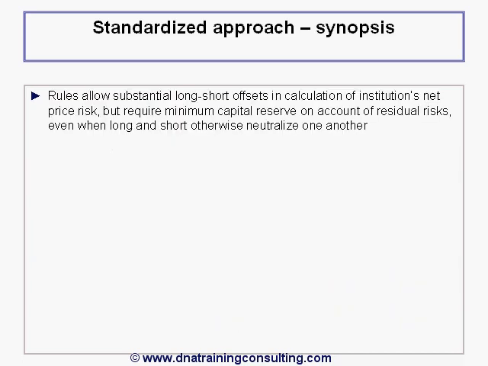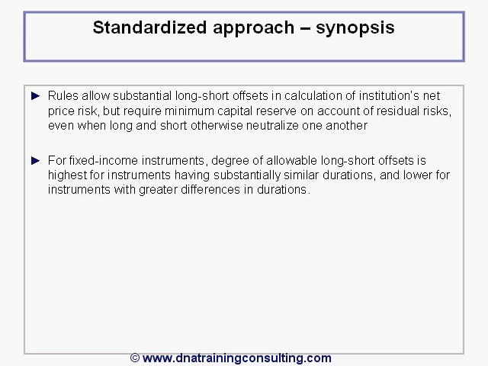The rules therefore allow substantial long-short offsets in the calculation of the net price risk for the institution, but require some minimum capital to be reserved on account of these residual risks, even when the long and the short would otherwise neutralize one another completely. In the specific case of fixed income instruments, the degree of allowable long-short offsets is highest for instruments having substantially similar durations, and lower for instruments with greater differences in their durations.